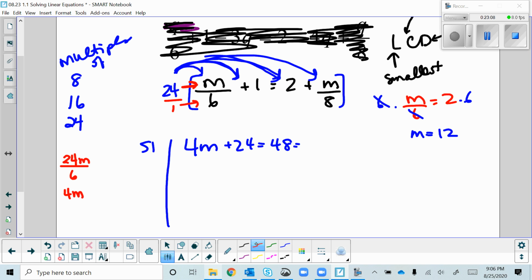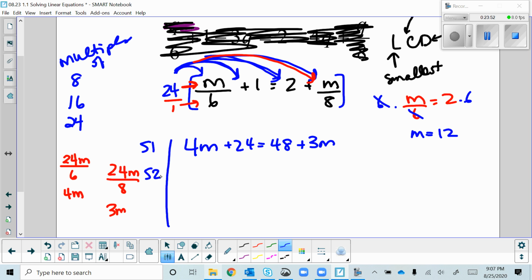And when I distribute it all the way over there to the m over 8, you've got 24 over 1 times m over 8. You're multiplying the numerators, which is 24m, and the denominators, which is 1 times 8. And 24 divided by 8 is 3. That gives me 3m. And that's the mini part of this tip. Because now look at your equation. What do you notice? Hopefully, that there are no more fractions. So now we just work it normal.